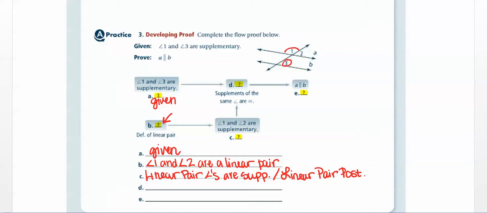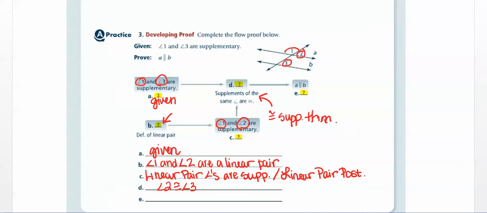All right, D, we're looking at the statement. Supplements of the same angle are congruent. Okay, so that's the congruent supplements theorem that we talked about in class. But you could write congruent supplements theorem, or you can write what they wrote here. But the statement is, well, we have angle 1 and angle 3 are supplementary, and angle 1 and angle 2 are supplementary. So since 3 and 2 are both supplementary to 1, they're congruent to each other. So the answer there is angle 2 is congruent to angle 3.